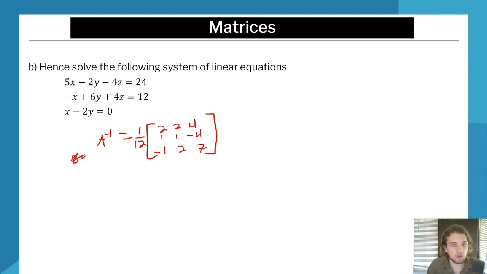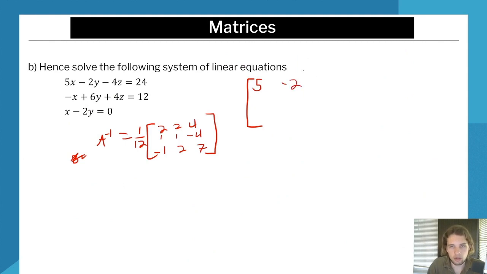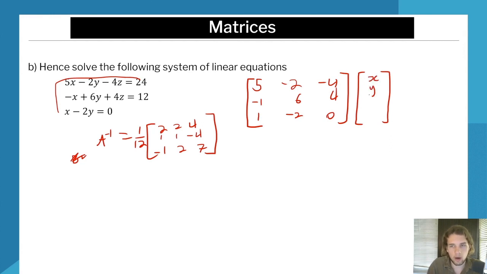So we want to solve the following simultaneous equations. So we can put A down first. So this is what A is: minus 2, minus 4, minus 1, 6, 4, 1, minus 2, 0. Okay. So now that's the same as what we have here. We can multiply that by x, y, and z. And then we know that this equals 24, 12, and 0.